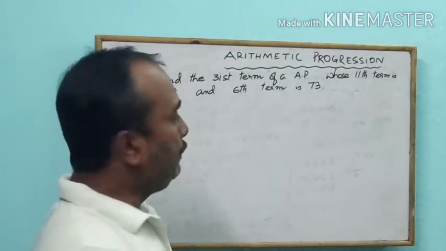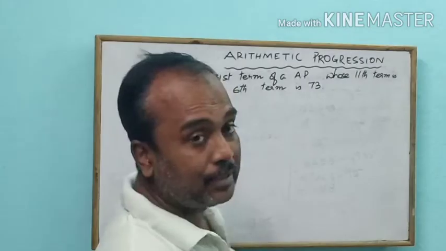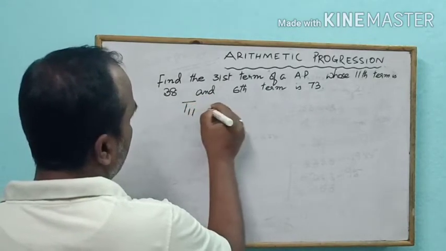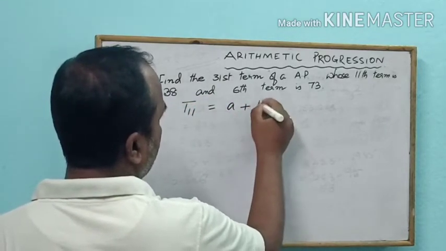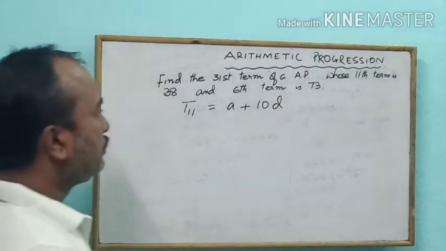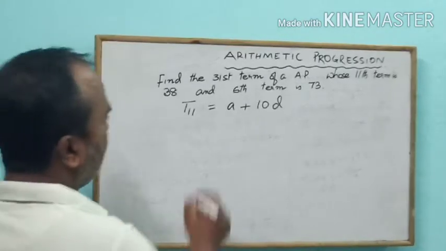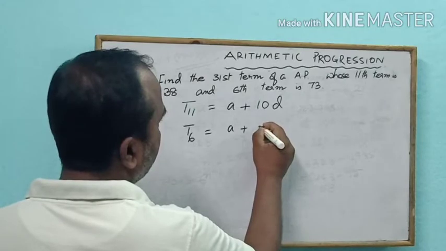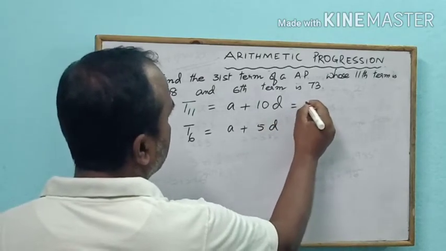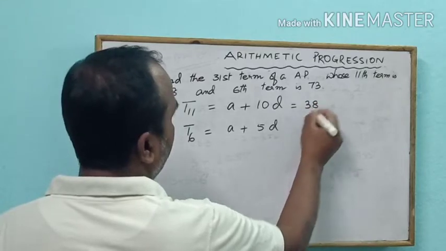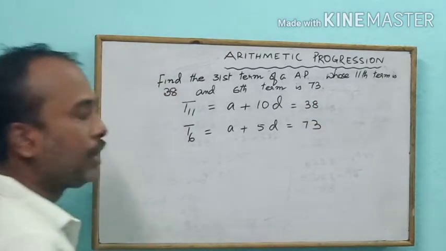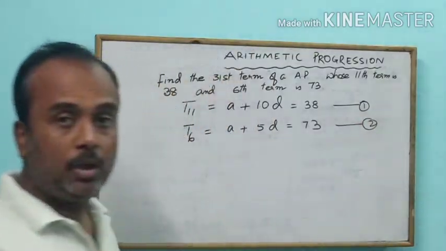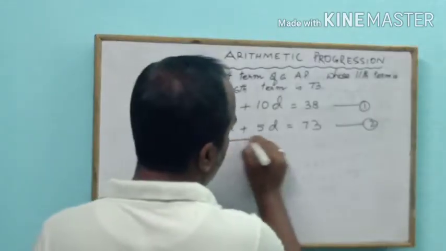Find the 31st term of an AP whose 11th term is 38 and the 6th term is 73. So 11th term, that means T11 is A plus 10D. And the 6th term is 73. So T6 is A plus 5D. Here it is 38 and here it is 73. We have got two simultaneous equations, 1 and 2.